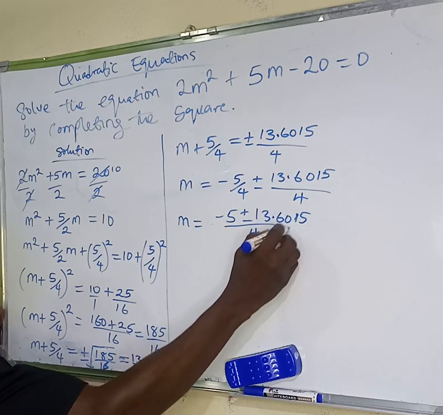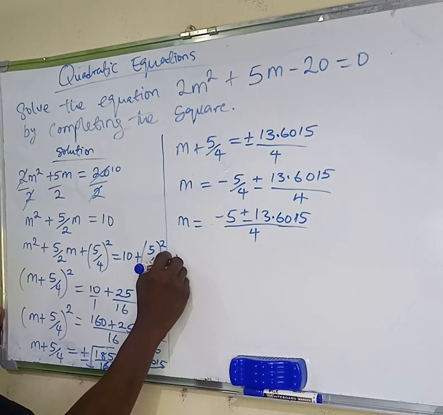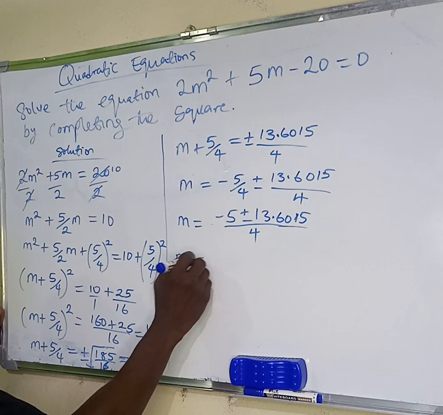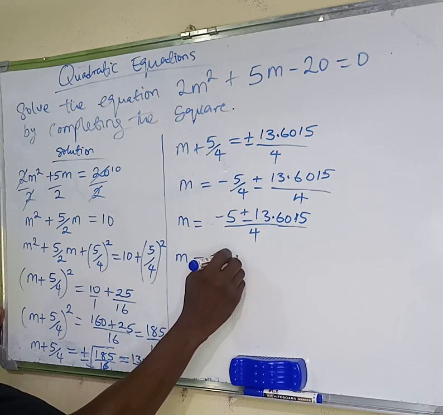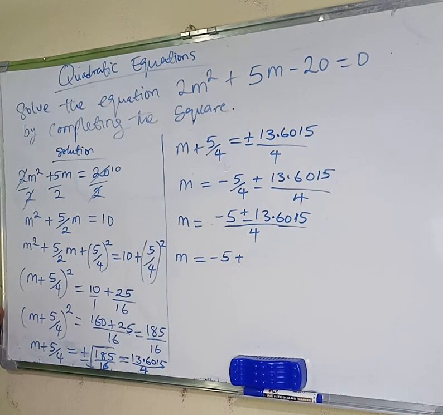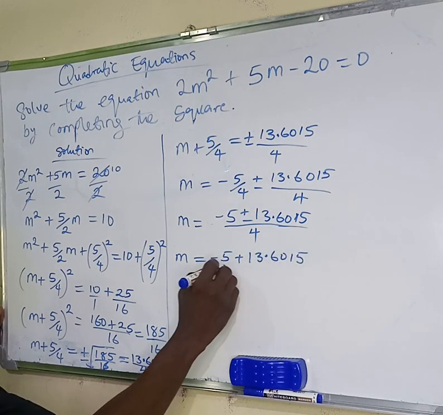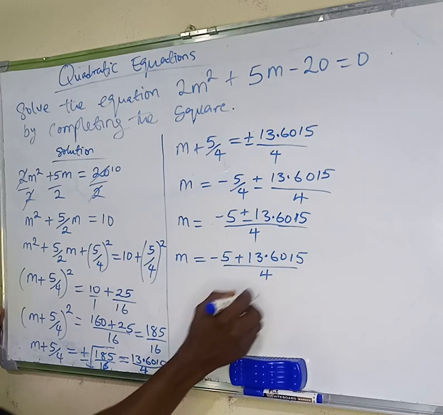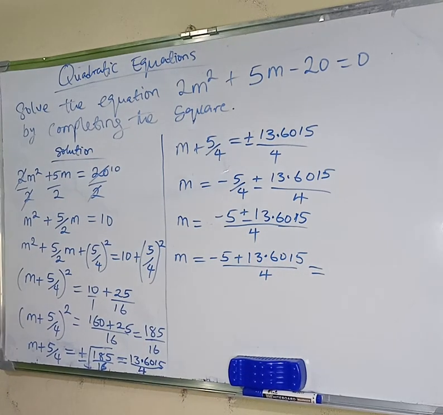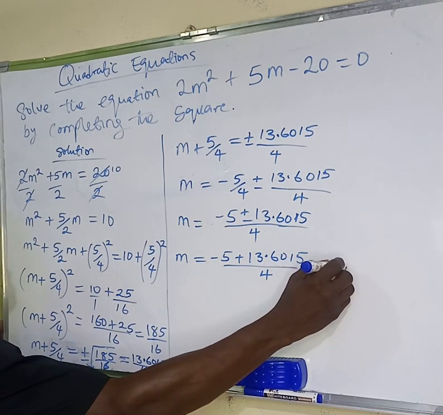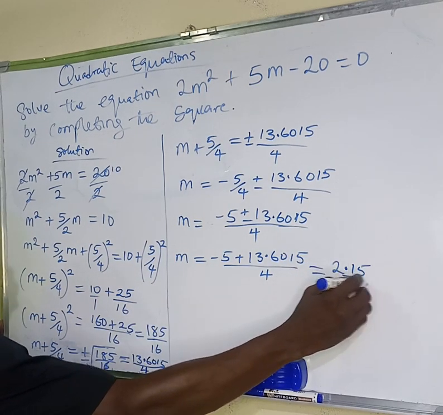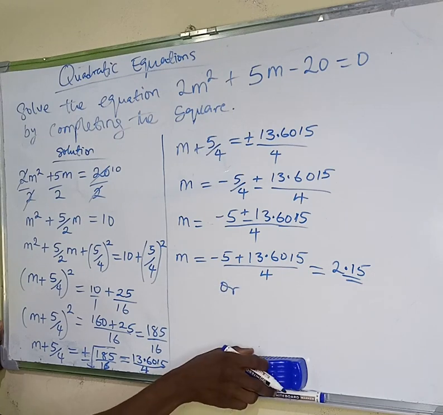All right. So what it means is that m is either equal to negative 5 plus, here we're going to choose one of the signs, plus 13.6015 divided by 4, which will give us equal to what? Now, by the time we add that and divide by 4, we are going to get 2.15.